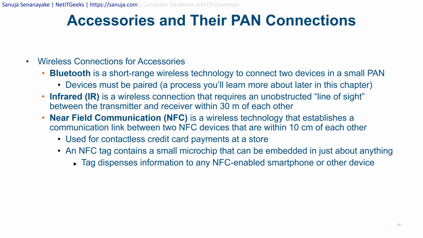Infrared, also known as IR, is another wireless technology that was commonly used in the past to turn on and off televisions and radios. That kind of wireless connection requires an unobstructed line of sight between the transmitter and the receiver within 30 meters of each other. Older Samsung phones have built-in infrared blasters where you can use the phone as a TV remote, but newer Samsung phones and newer devices, most of them don't have it.